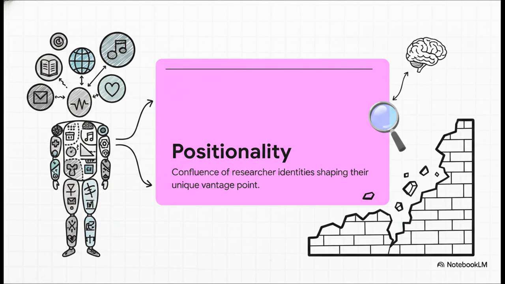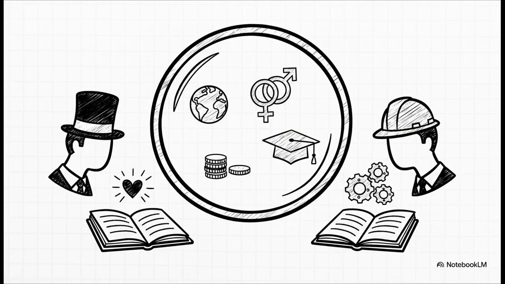All knowledge is produced from a specific, embodied viewpoint. Recognizing your positionality directly challenges that old positivist myth of objective neutrality. You are not a blank slate. You are a complex, historically situated human being. So what exactly makes up this lens? Well, your positionality includes elements like your race, your nationality, gender, sexuality, socioeconomic class, age, and even your specific disciplinary training and personal values.